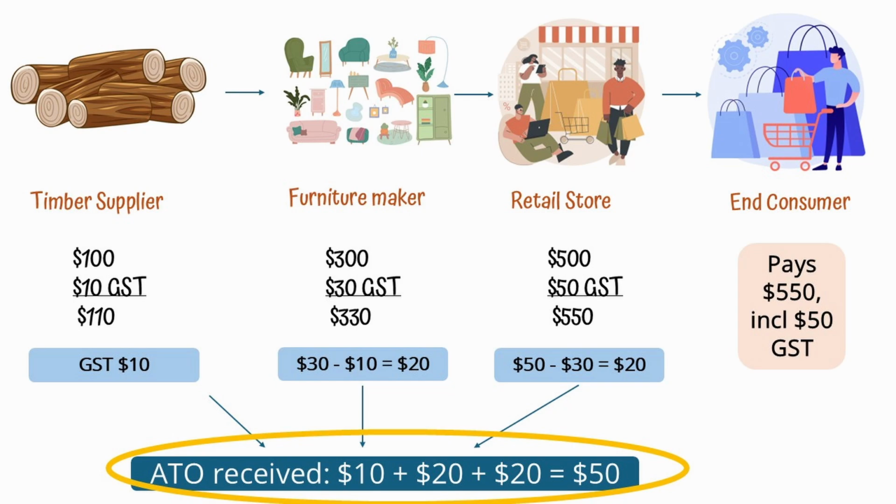But none of those businesses bear the cost of the GST, because GST is added on top of the price of the products they sell. It is the end consumer who paid the $550, with the end product price being $500 and GST paid being $50. And that is the total GST the ATO has received at different points of the supply chain whenever there is a value added, as these products move through the supply chain and reach the hands of the end consumers. So that's a quick overview of how GST works.